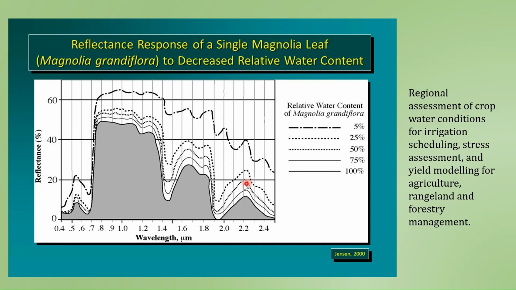because if the plant is turgid and is having sufficient water content, there will be less reflection in the mid-infrared. But if there is not a sufficient amount of water, or if it is in wilting condition, then because of the less amount of water present in the cells, there will be high reflectance in the mid-infrared portion. So this can be very helpful in the regional assessment of the crop water condition, for irrigation scheduling or for the stress assessment, and for the yield modeling for agriculture, rangeland and forestry management.